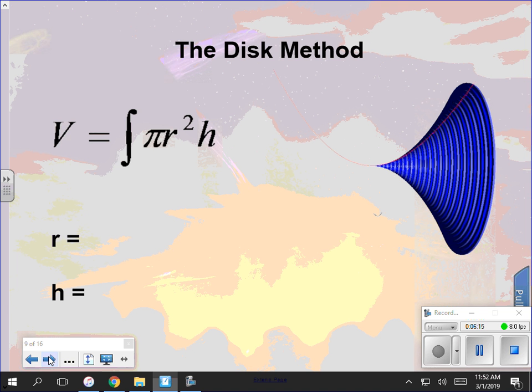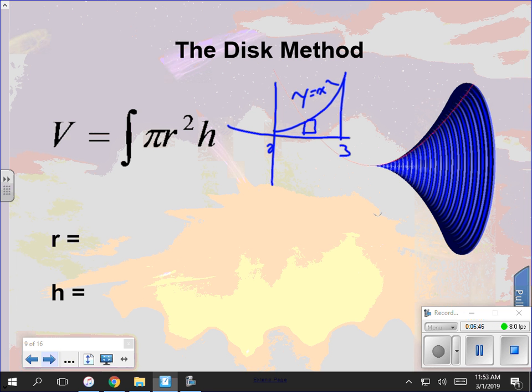Okay, so the disk method. So if we're looking at our original problem we were starting to talk about, and we're finding this one here. Remember what we started with? Okay, that's the object. Our equation is y equals x squared, and we're going from 0 to 3. That's our original thing. We're spinning that around. That's how we get that object. And we have one rectangle in there.